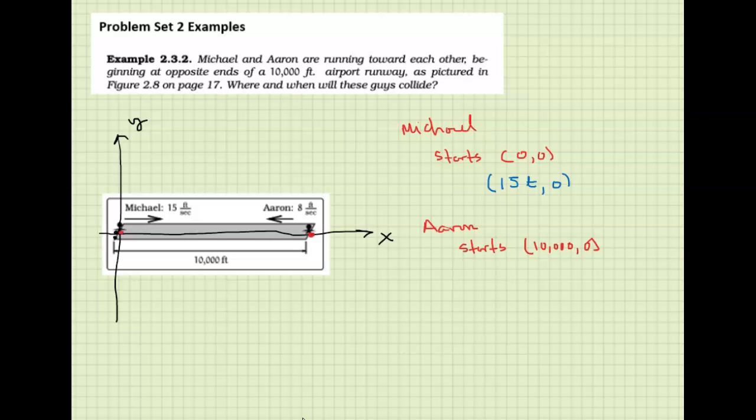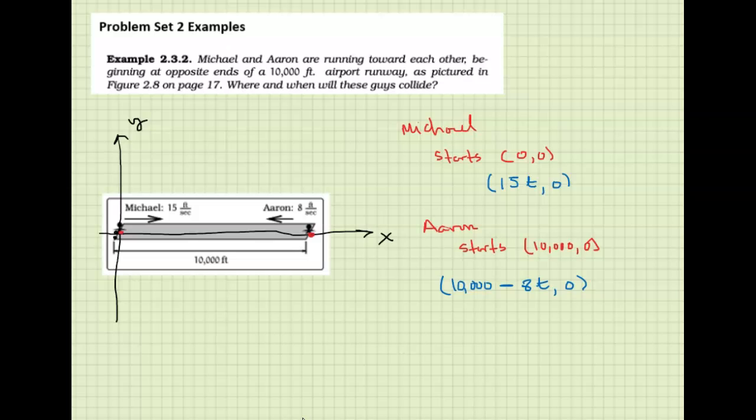Now let's look at Aaron. Aaron is moving in the opposite direction. So his x values are getting smaller because he's getting closer to the origin. So you need to subtract. Okay, so he starts at 10,000. And you need to subtract how much he's covering. So each second he's covering 8 feet. So you're going to subtract 8t. And again, the y value is 0. Okay, so this gives the position of each of them at a particular point in time.